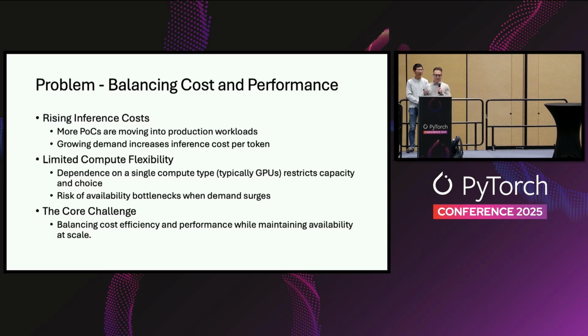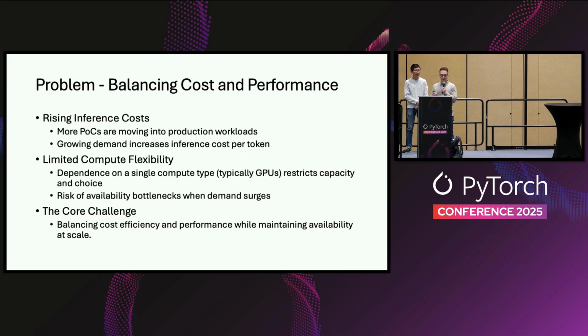As AI adoption grows, we are seeing more proofs of concept turn into more stable deployments. Some will say production, some will say staging, depending on how you define it. But it is basically, in simple words, more serious deployment. And that entails more redundancy, more availability, more SLOs. And that translates into cost. This is becoming a challenge, and the cost per token is the key metric that customers care about.